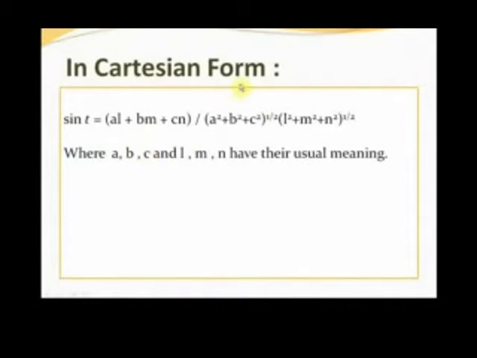Now, in the Cartesian form, we can write this as sin t equal to a times l plus b times m plus c times n divided by under root of a square plus b square plus c square into under root of l square plus m square plus n square. Now, your a, b, c, l, m, n have their usual meanings.